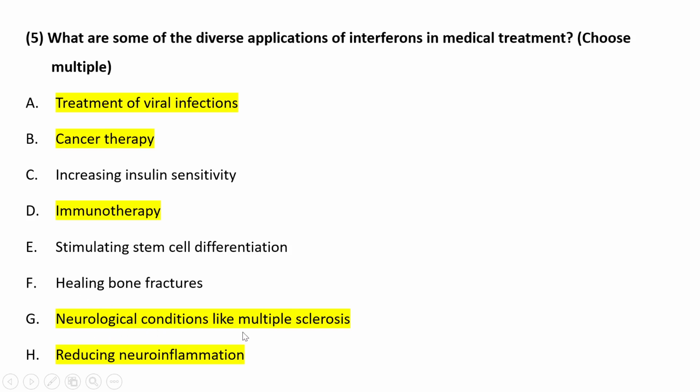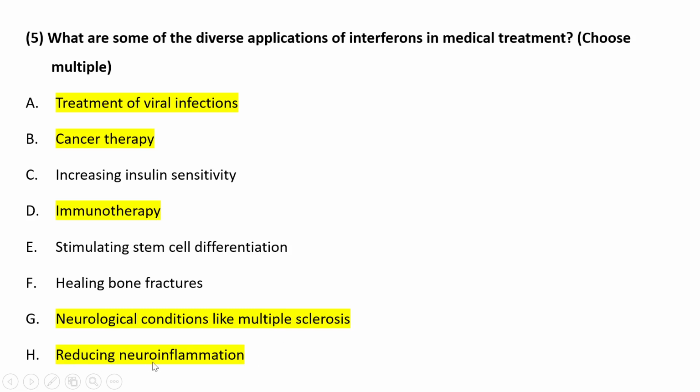And the next option is neurological conditions like multiple sclerosis. Yes, interferon beta is majorly used for the treatment of multiple sclerosis. This multiple sclerosis is an autoimmune disease where the immune system attacks the myelin sheath, that is the nerve insulation. If you remember the structure of the neuron, there is a myelin sheath surrounding, the outer covering of the neuron, for nerve insulation. So in the case of multiple sclerosis, the immune system attacks this myelin sheath. In this case, interferon beta can help in reducing the inflammation and slowing down the disease progression.